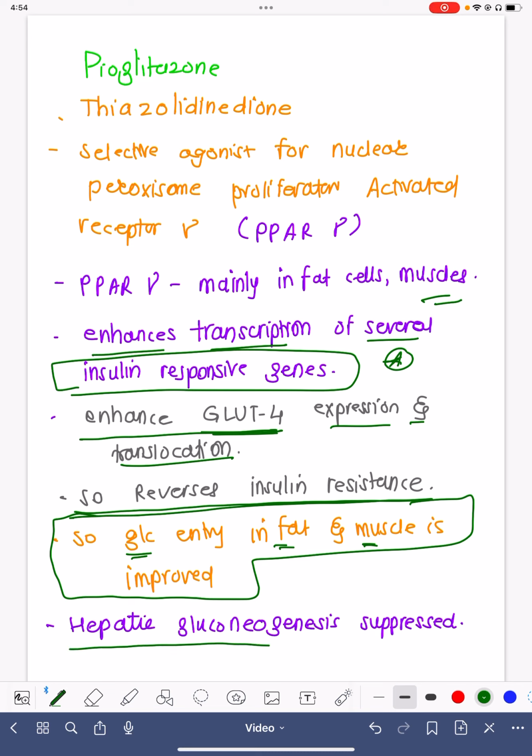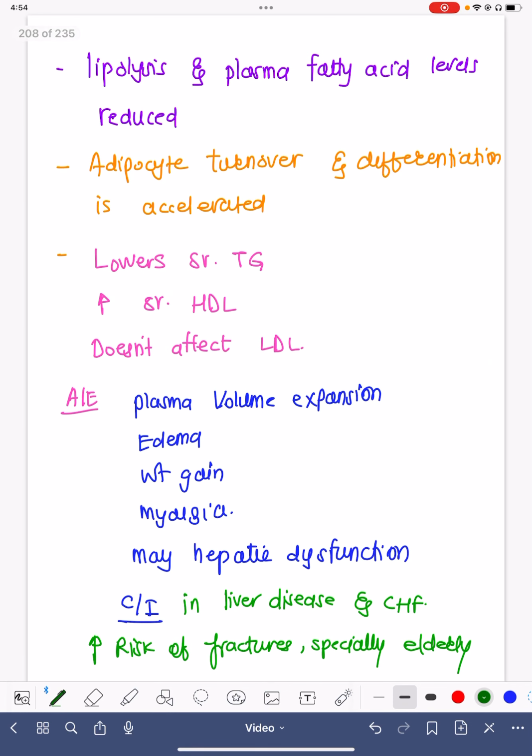It also reduces the hepatic gluconeogenesis. That is how new or extra glucose formation significantly reduces. So it will automatically reduce the glucose burden. The lipolysis, that is the lysis of the fat, and plasma fatty acid levels are reduced. But the adipocyte, that is fat cell, turnover and differentiation is accelerated by this pioglitazone. On cholesterol, what it actually does is it lowers serum triglycerides, it increases HDL, and it doesn't affect LDL.